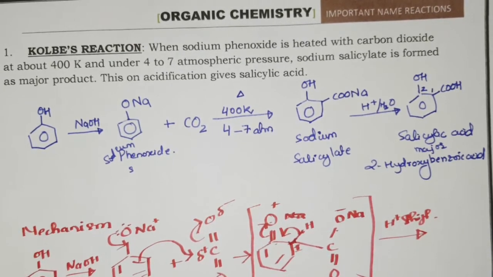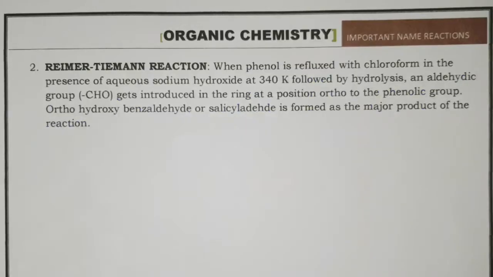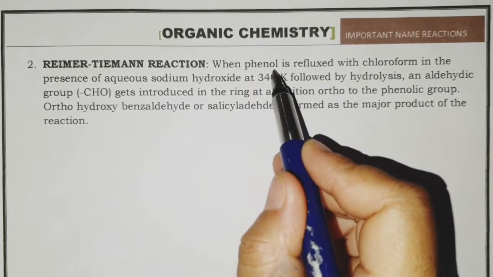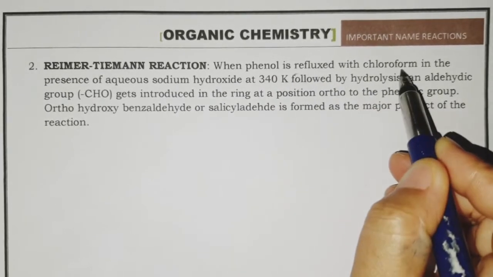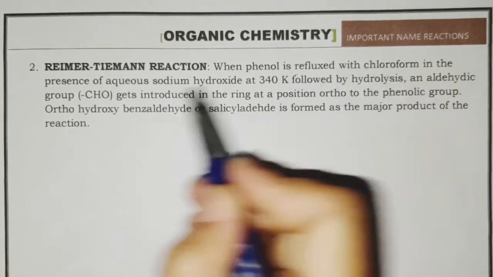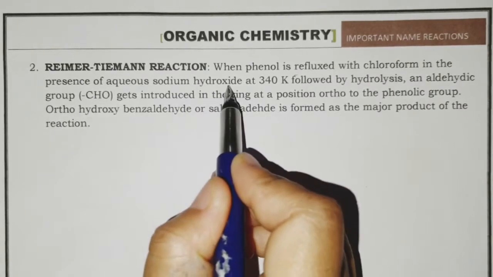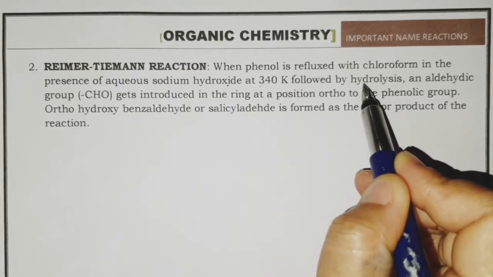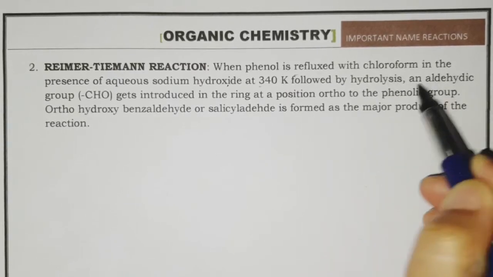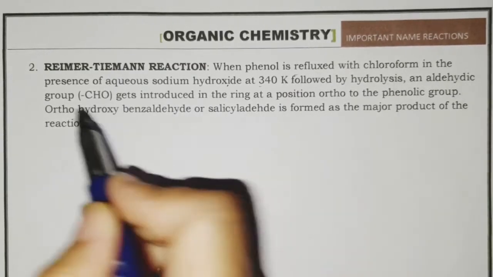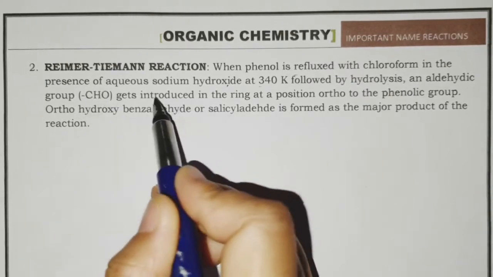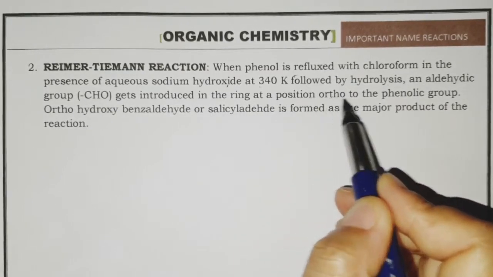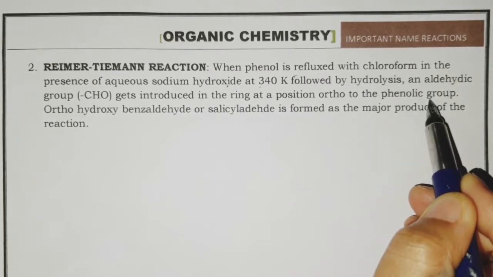Now next we'll move to Reimer-Tiemann reaction. In Reimer-Tiemann, what happened? Phenol is refluxed with chloroform, CHCl3, in presence of sodium hydroxide at 340 Kelvin, followed by hydrolysis. An aldehydic group CHO gets introduced in the ring at a position ortho to the phenolic group.